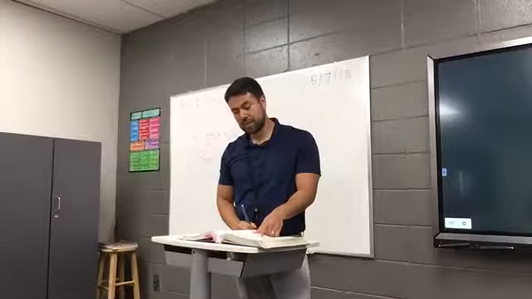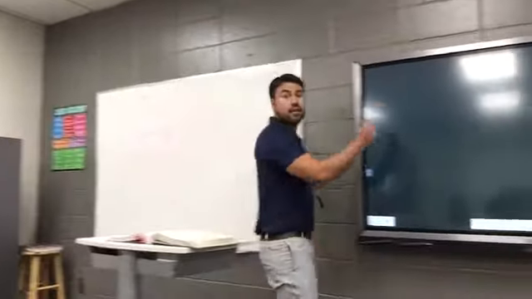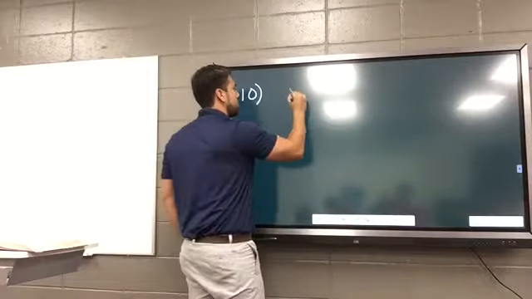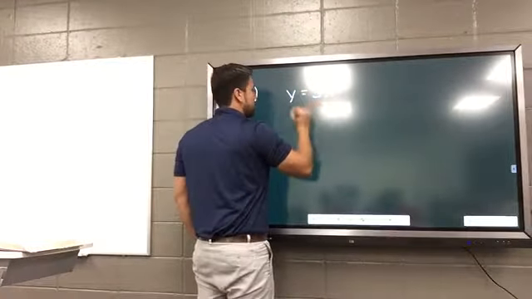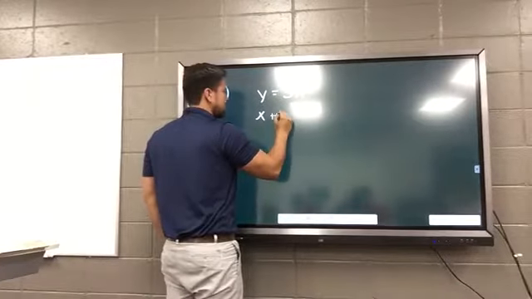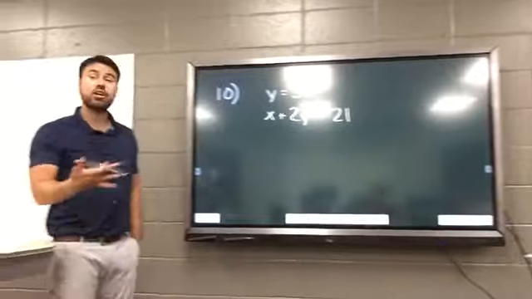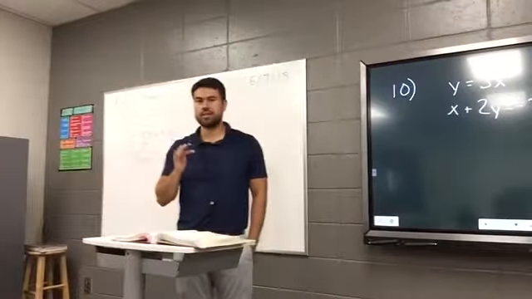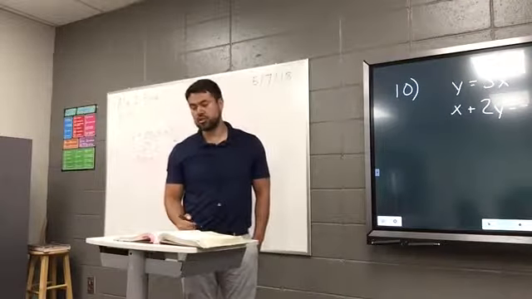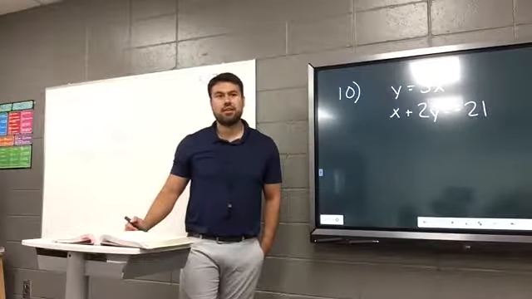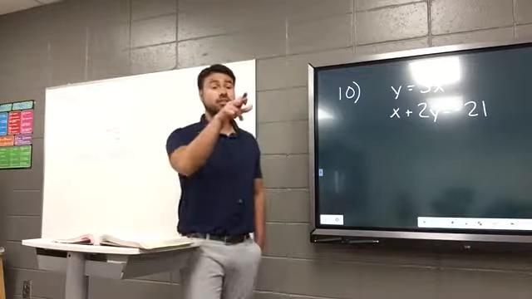Page 466, do number 10. Taylor, can you read number 10 for me? Y equals 3x, and x plus 2y equals -3y. Okay, so I get these two equations, and could I graph them to solve? Yes. But we're to use substitution. Does anyone remember substitution? I think you do, don't you like subtract it or something? I think you're thinking elimination.